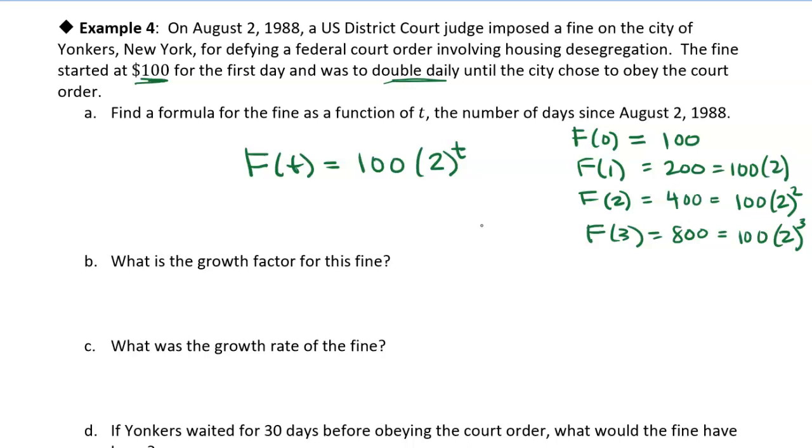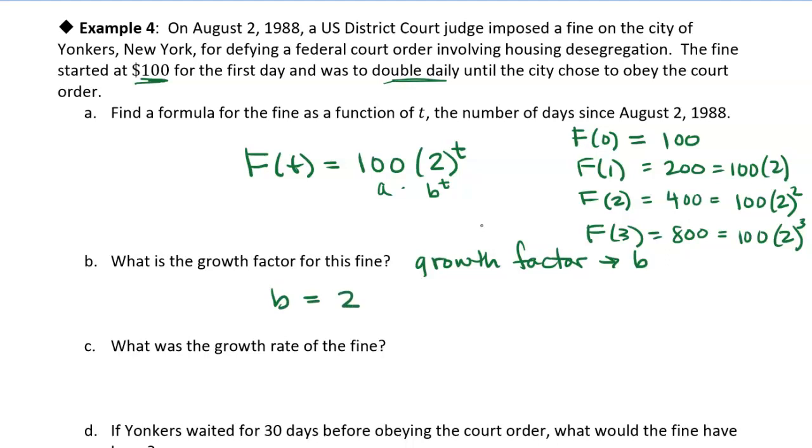All right, what is the growth factor for this fine? Well, the growth factor, remember, is b. This is our b, right? So this is a b to the t, that's the standard form, a times b to the t. So our growth factor is just 2.